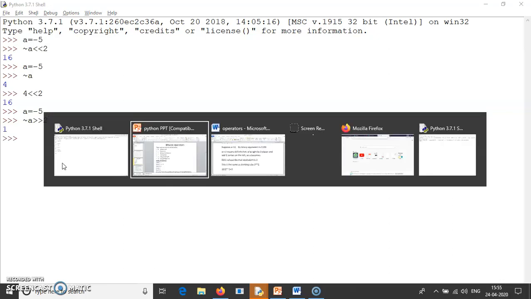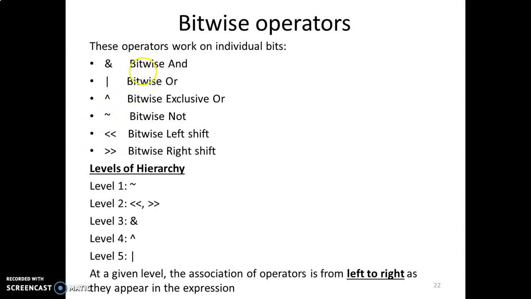So just to have a quick recap of these operators with you all: bitwise and, or, exclusive or, not, the left shift and right shift, these are the levels of hierarchy. Bitwise not is at the top, and bitwise left and right shift follow it, then and, then exclusive or, and then or.